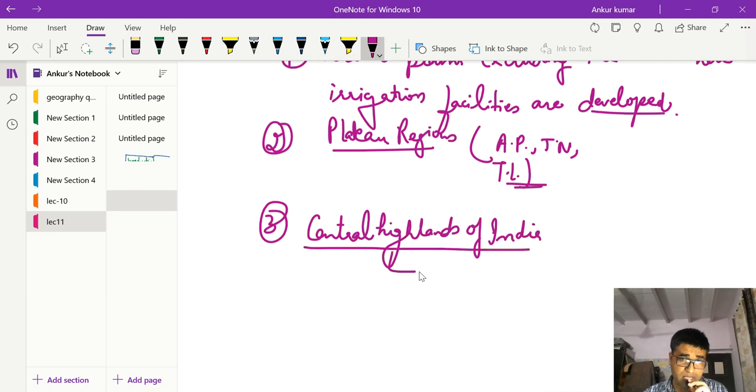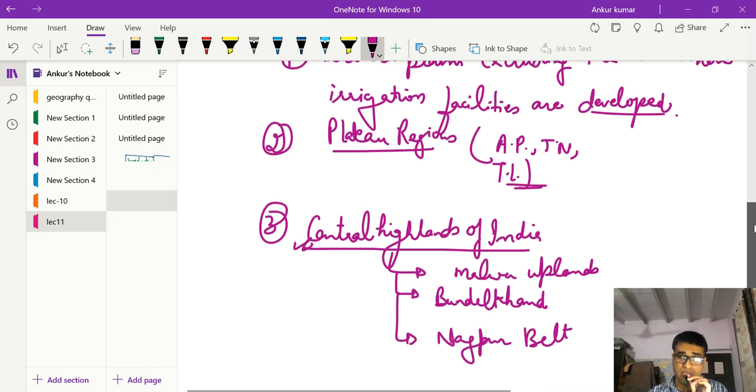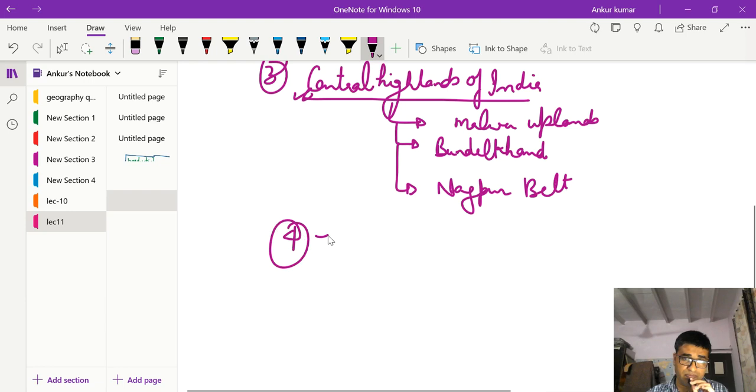And which are these Central Highlands? These include the Malwa uplands, the Bundelkhand region, and the Nagpur belt. These are the parts where again dryland farming is done. And then the fourth one is the hilly regions of India, where the rainfall is less than, wait a second, the hilly regions of India.